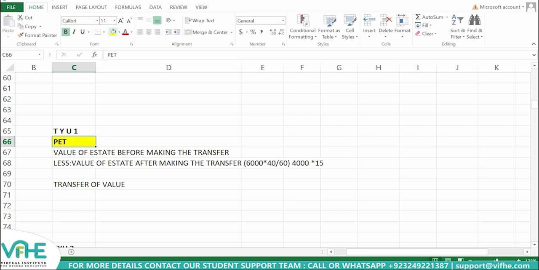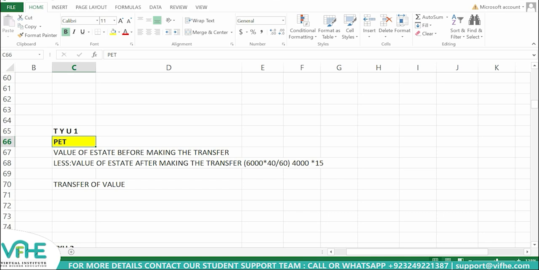And now I need to see what had been the value of Linda's estate before she had made the transfer. Keep one thing in mind, that we will be carrying out the calculation from the donor's perspective. So in this case, as Linda is going to give away, we will be carrying out the calculation from her perspective, that is, what had been the value of her estate before making the transfer and what had been the value of estate she is left with.